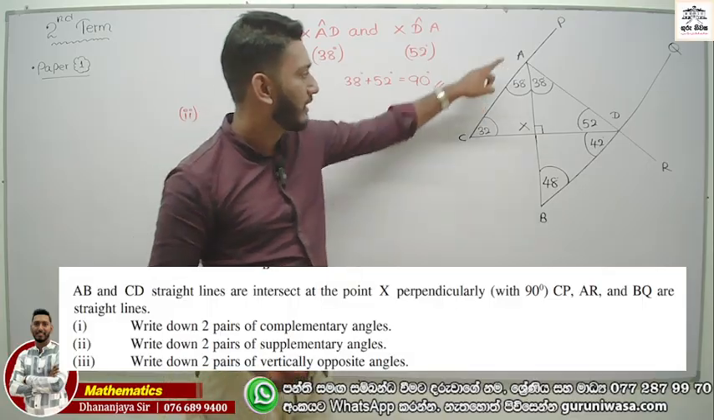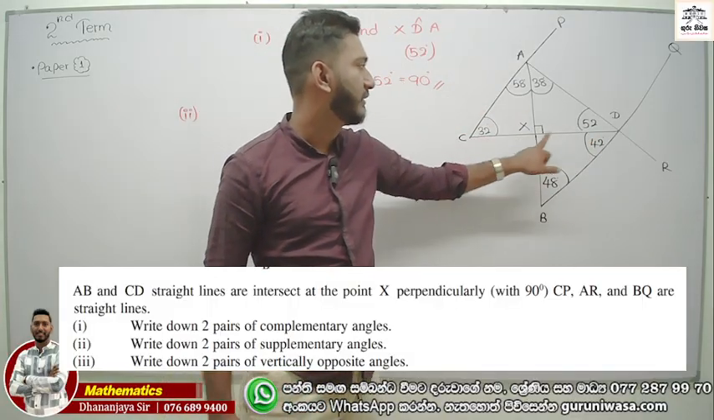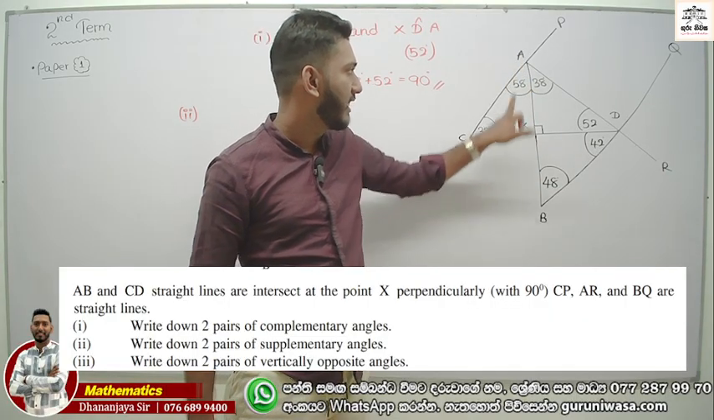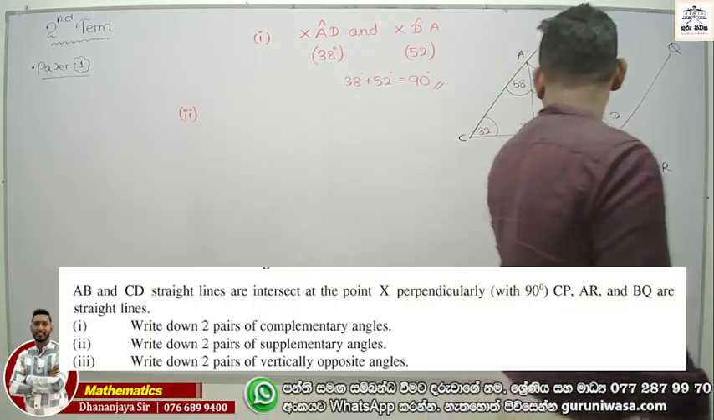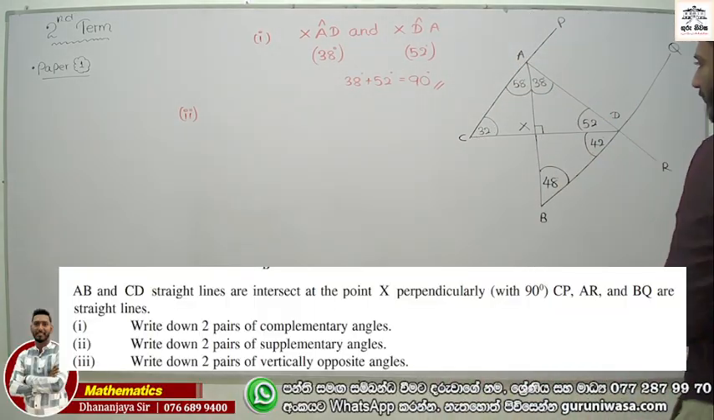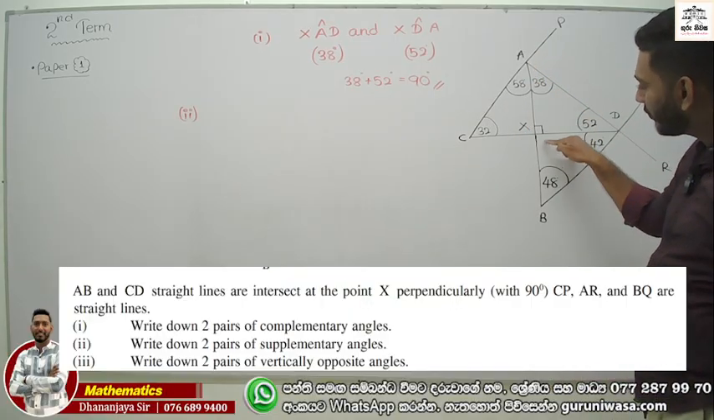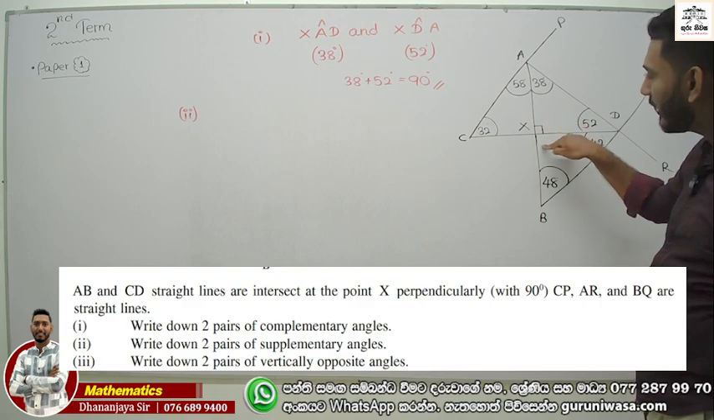AXD and BXD. Well done, right? Because AB is a straight line. Then the sum of these two angles becomes 180, right?